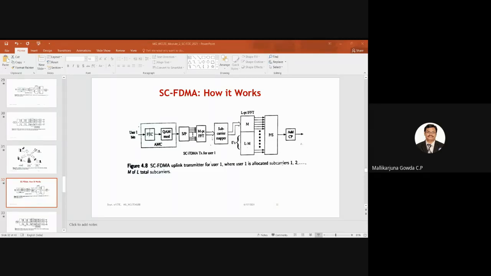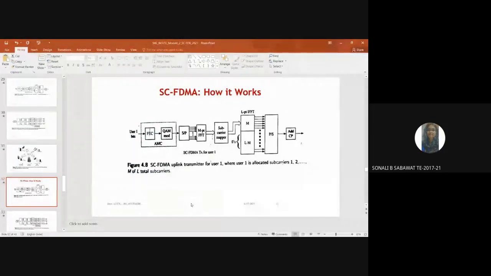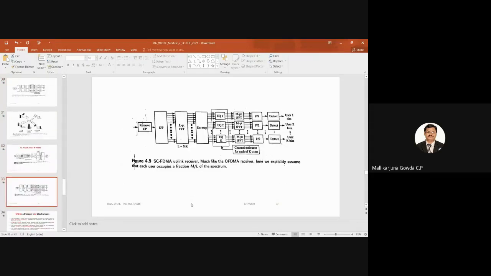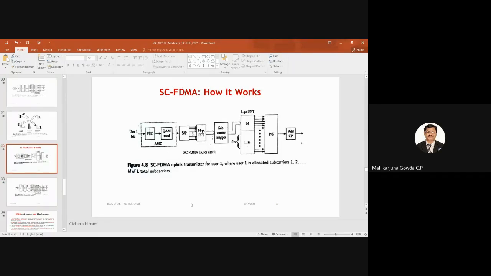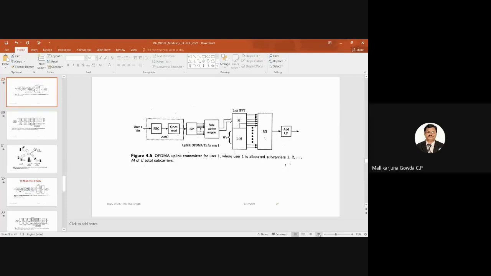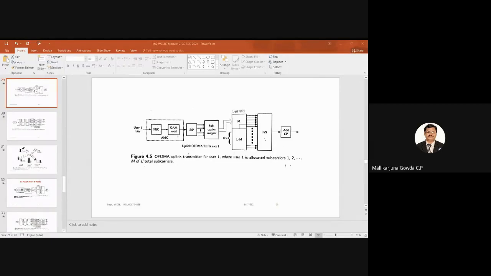Without going to that slide, is it possible for any of you to say, if you have noted the previous slides, or do you want me to show that slide also? Shall I go back and show that slide? OFDMA uplink transmitter for user one. I hope you noted this at least. Here I was showing SC-FDMA uplink. Let me go back and show that. This is the OFDMA uplink transmitter for user one.